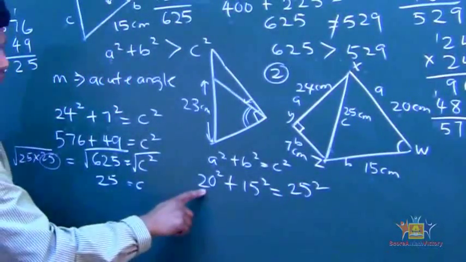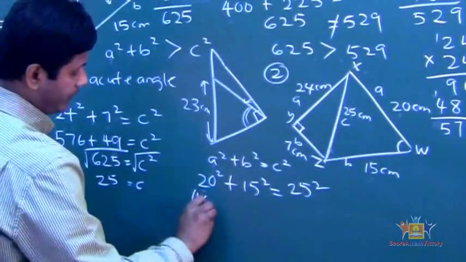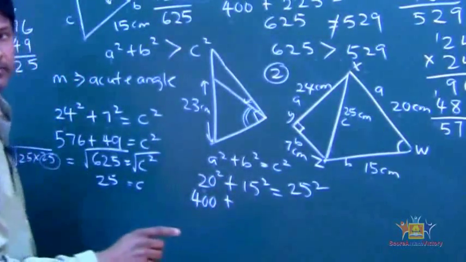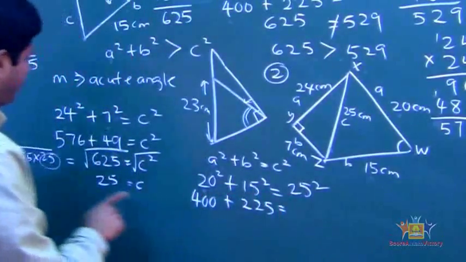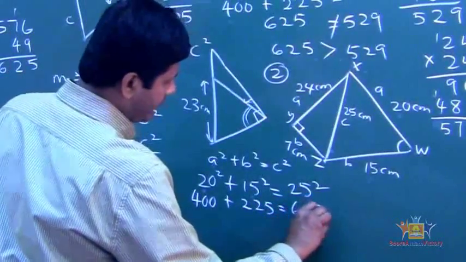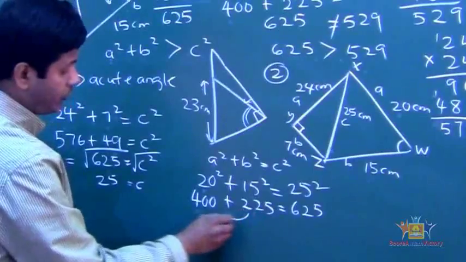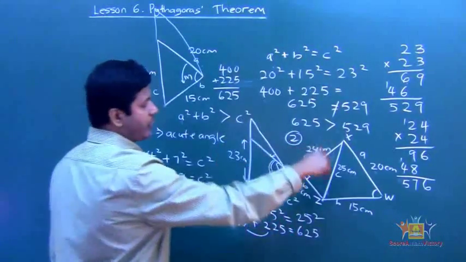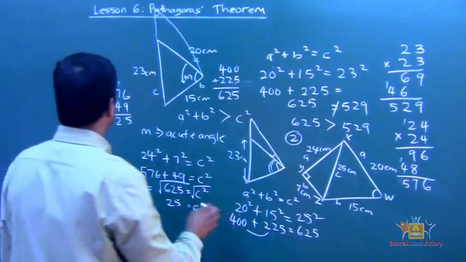So 20 squared means 20 times 20. What's 20 times 20? 400. And what about 15 times 15? 225. And what about 25 times 25? 625. Okay, so we know that's 625. So let's combine these two. If this turns out to be 625, that means this triangle is a right angle triangle.